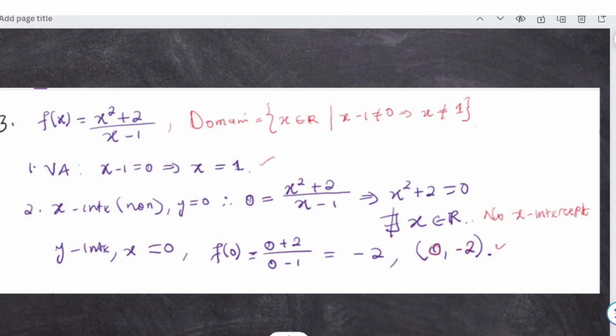Now the x-intercept, when y is equal to 0, you are finding that x squared plus 2 is equal to 0. So this will imply that x squared is equal to negative 2. But these are functions of real numbers, so you cannot have this case because this is a complex number. So this does not have an x-intercept. For the y-intercept, x is equal to 0. So when we evaluate the function at 0, y is equal to negative 2. So that is (0, -2).